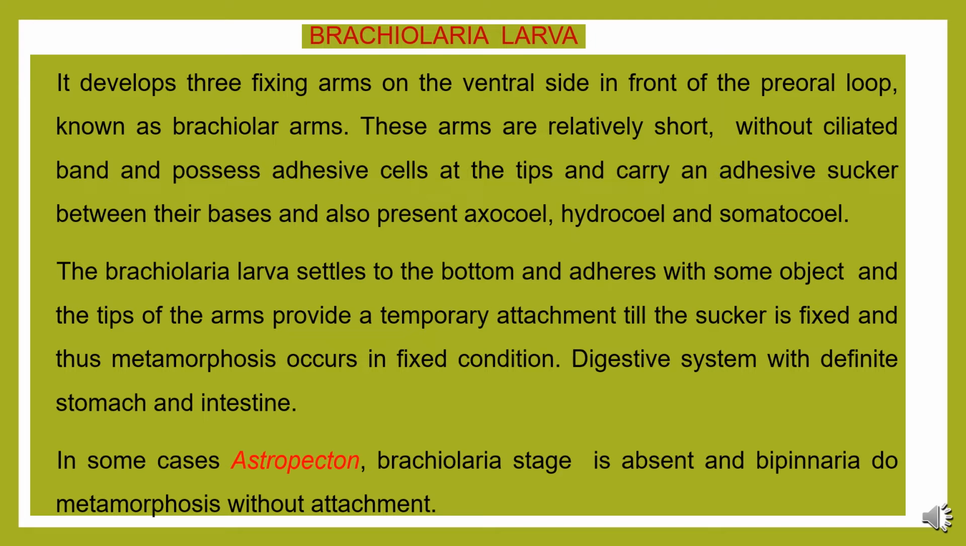The Brachiolaria larva settles to the bottom and adheres to some object, and the tips of the arms provide a temporary attachment till the sucker is fixed, and thus metamorphosis occurs in the fixed condition. The digestive system has a definite stomach and intestine. In some cases, such as Astropecten, the brachiolaria stage is absent, and BIPINNARIA undergoes metamorphosis without attachment.